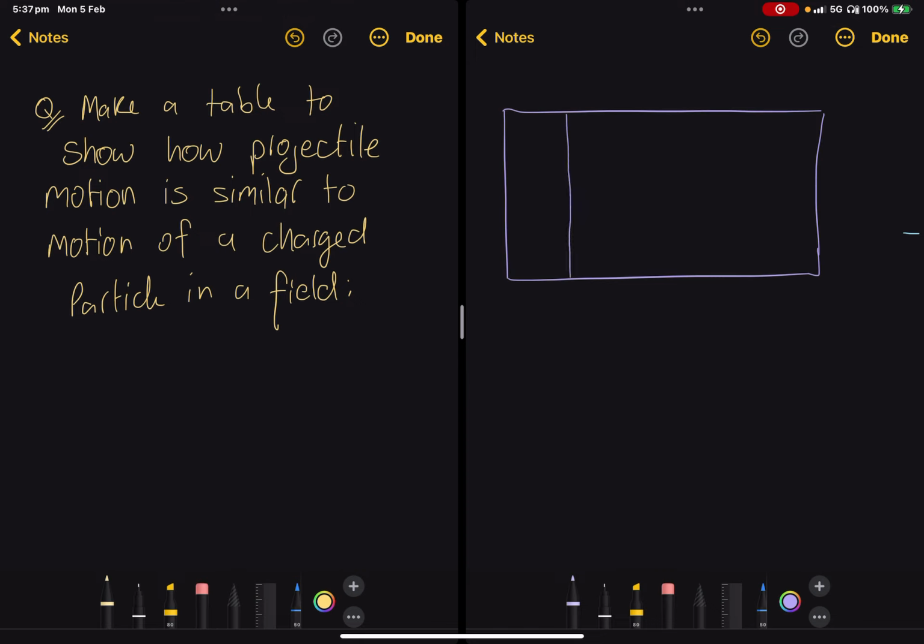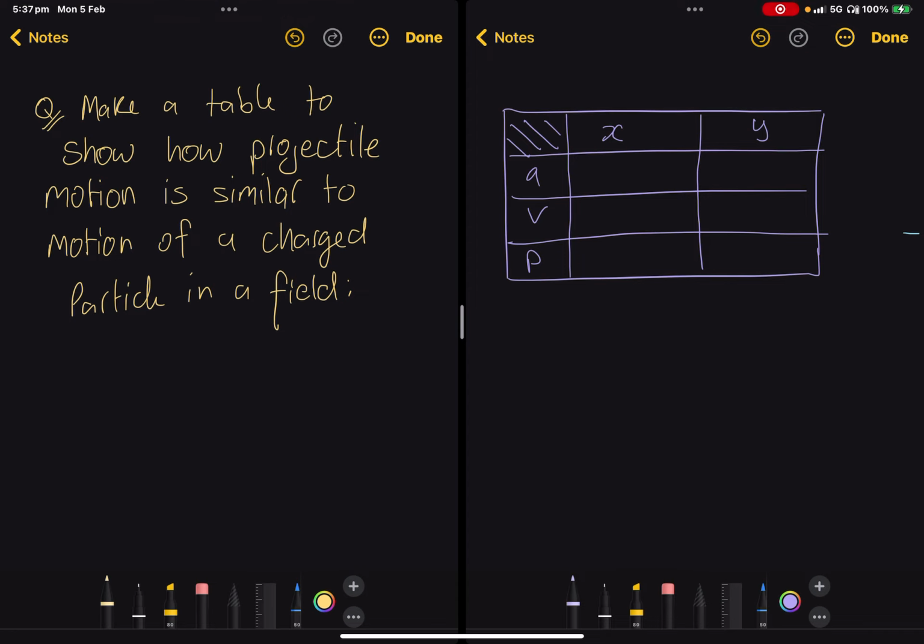So here we have accelerations, and we'll have the accelerations in x and in y. We'll have the velocities in x and y, and then we'll have the positions in x and y. So acceleration in x is 0. Acceleration in y is gravity, which is minus 9.8 approximately.